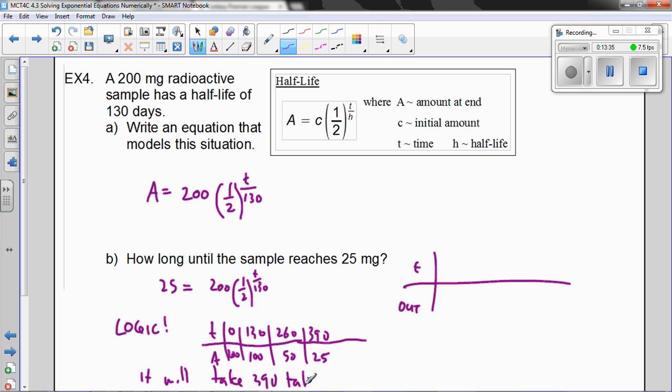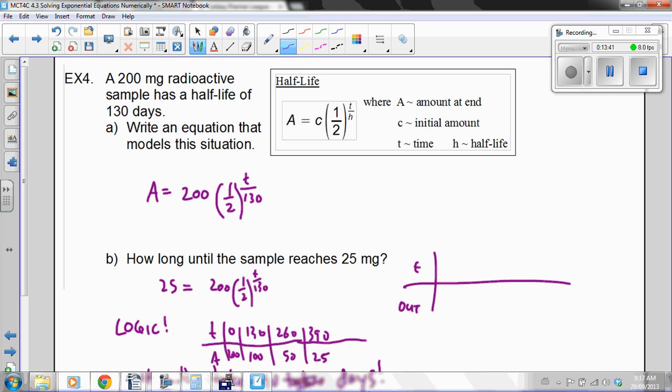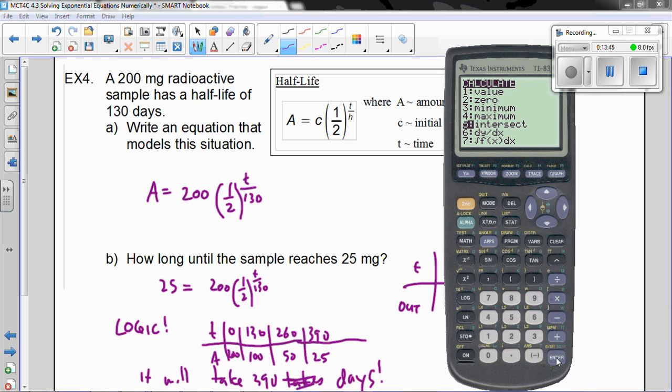Shall we check? Takes days. Shall we check on the graphing calculator? I was right there. Why not? Oh, wow. It's the same. Not always will this logic way work, because this output was kind of a nice value for us, wasn't it?